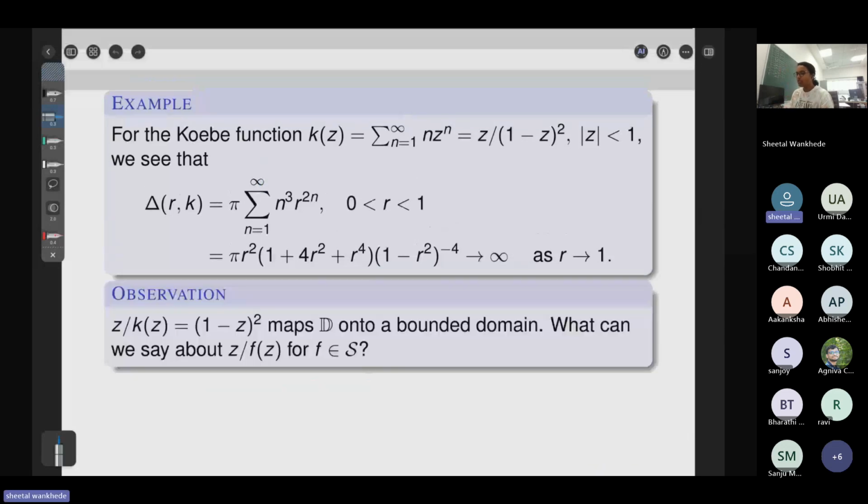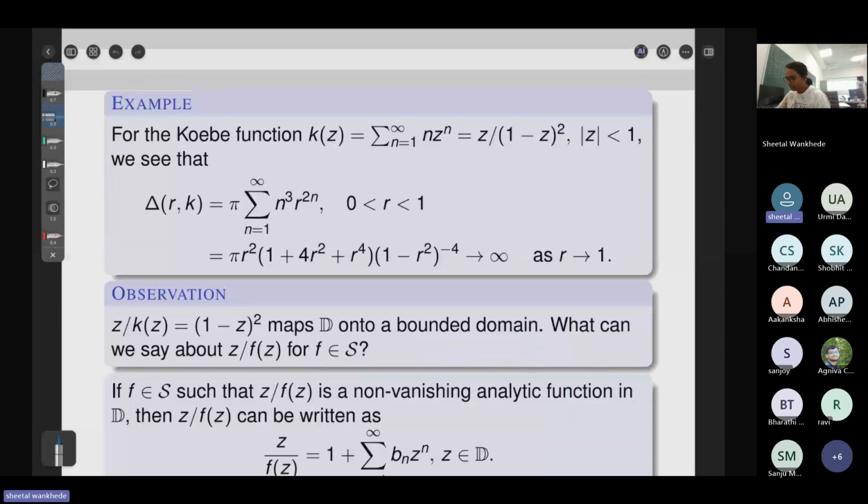So one observation we can make: if we take z by this Koebe function, which is (1 minus z) whole square, this function maps the disk onto a bounded domain. As we already saw, this function maps the unit disk onto this cardioid. So what can we say in general when we take f belonging to the S class? What can we say about this function?